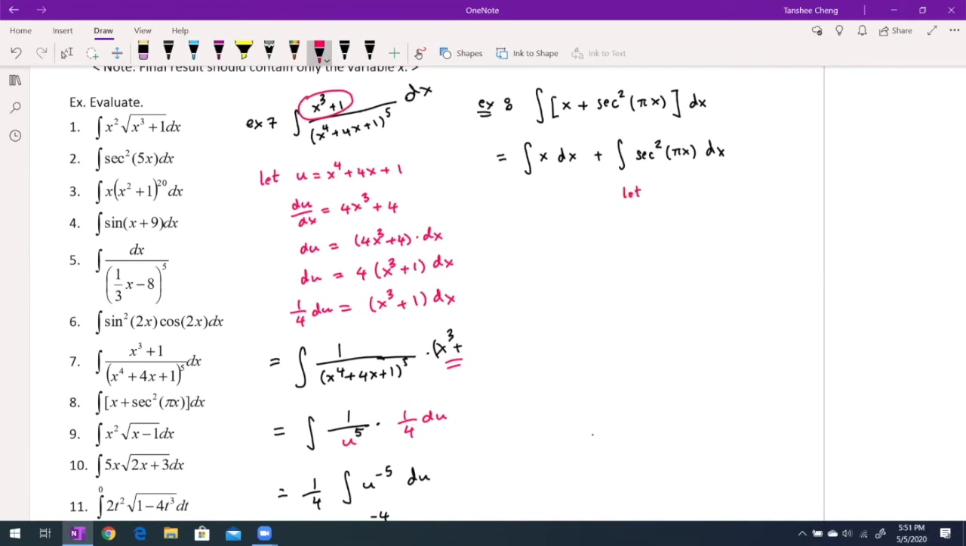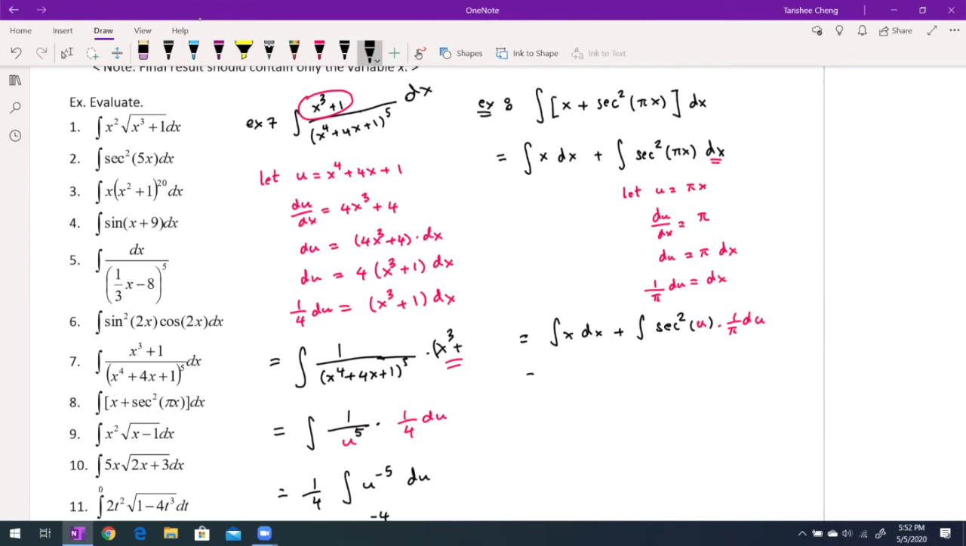So let u be equal to pi x for the second integral. So my du dx will be equal to what? Just pi. So my du equals pi dx. Therefore, my dx will be 1 over pi du. So now we are basically taking the integral of x dx plus the integral of secant squared u times my dx replaced by 1 over pi du. And then you take the integral on each part, each term separately. Are you all okay with this?